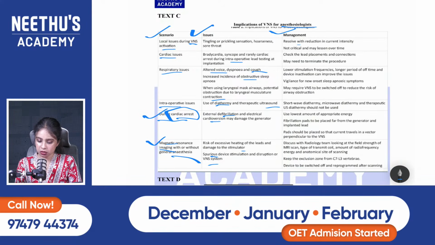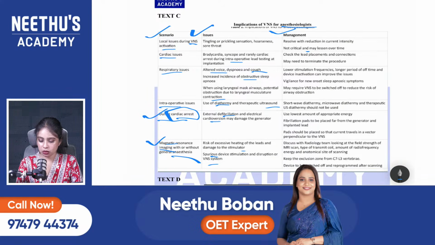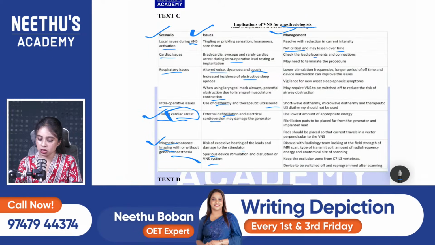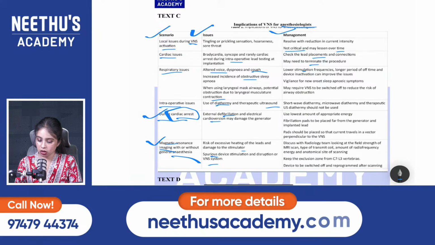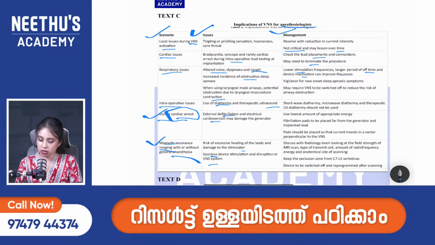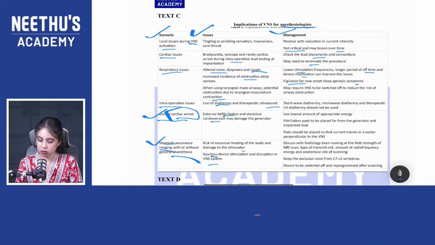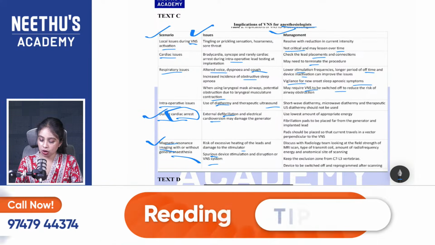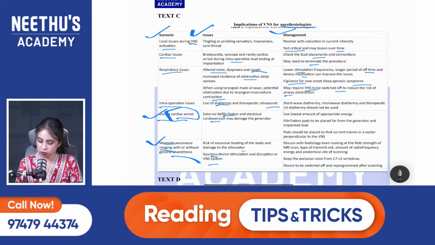Then what about management? Resolve the reduction in current intensity; it is not critical and may lessen over time. Check the lead replacements and connections; you may need to terminate the procedure. Lower stimulation frequencies for a longer period of time and device inactivation can improve the issues. Watch for new onset sleep apneic symptoms, which may require the VNS to be switched off to reduce the risk of airway obstruction.